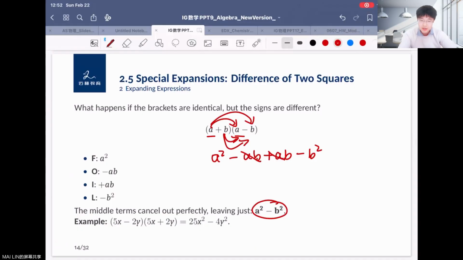Like here, if you multiply 5x minus 2y with 5x plus 2y, first you use 5x squared, that is 25x squared.